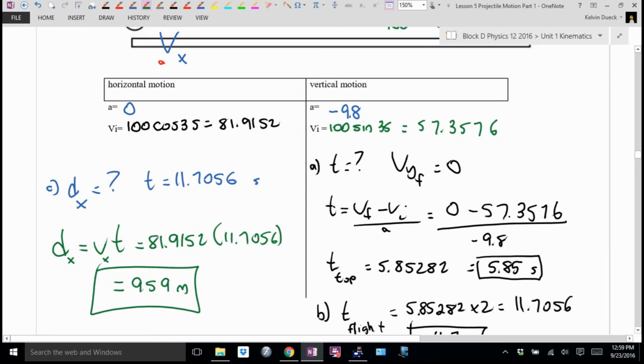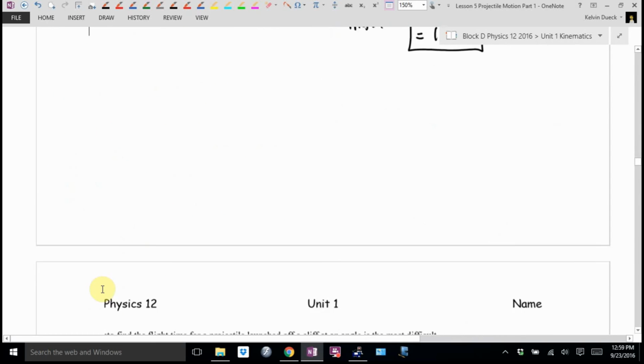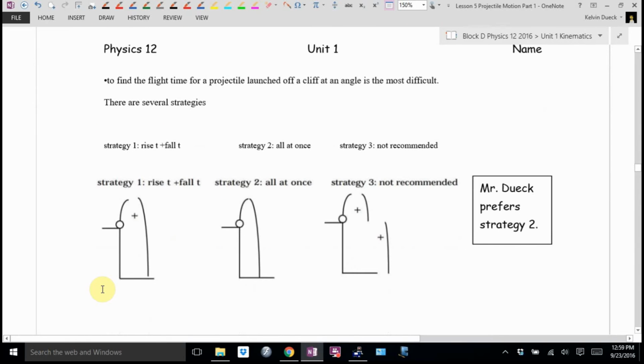Okay. So those are some questions that I ground at an angle. The toughest questions, by far, are when you take that angle, and you take it off the ground and onto a cliff. Like here. Turn the page. To find the flight time for a projectile launched off of a cliff at an angle is the most difficult.